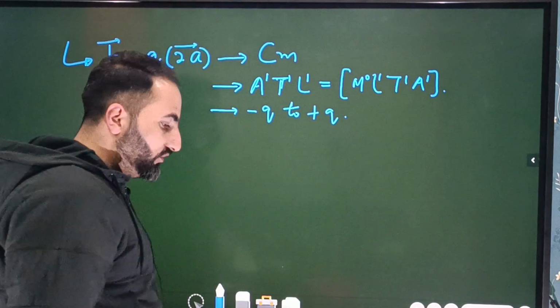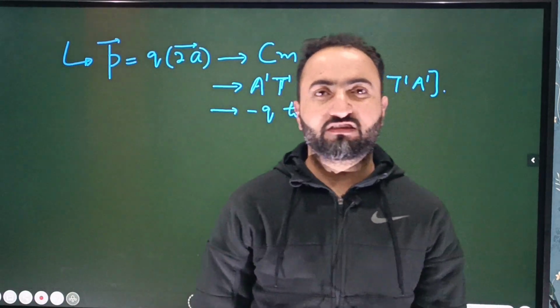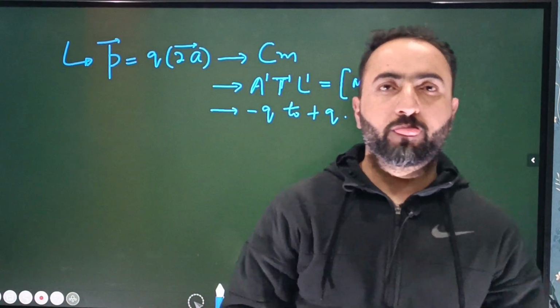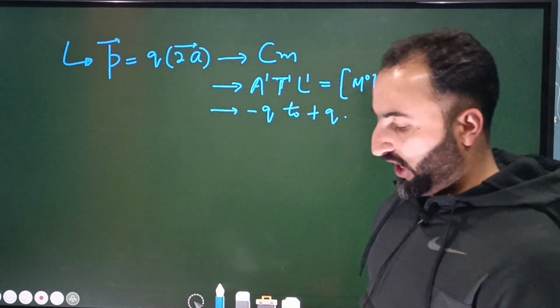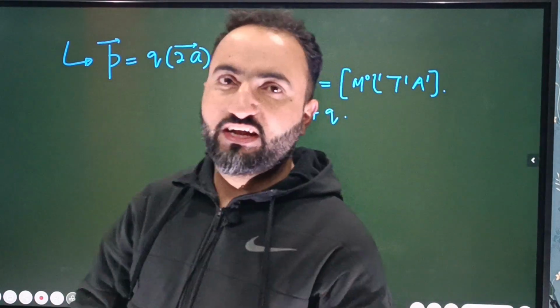Its value is equal to Q multiplied by twice A, number one. Number two, it is a vector quantity directed from minus Q to plus Q. Number three, its units and dimensions: coulomb meter, and M0, L1, T1, A1. All right, so we have defined the dipole moment.